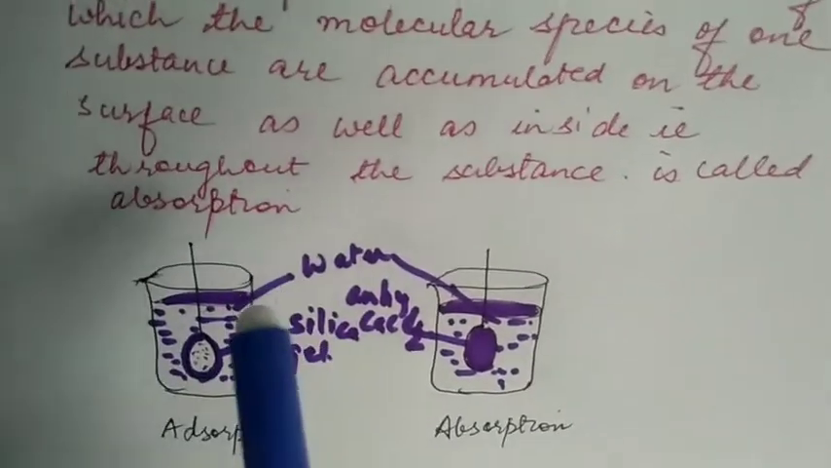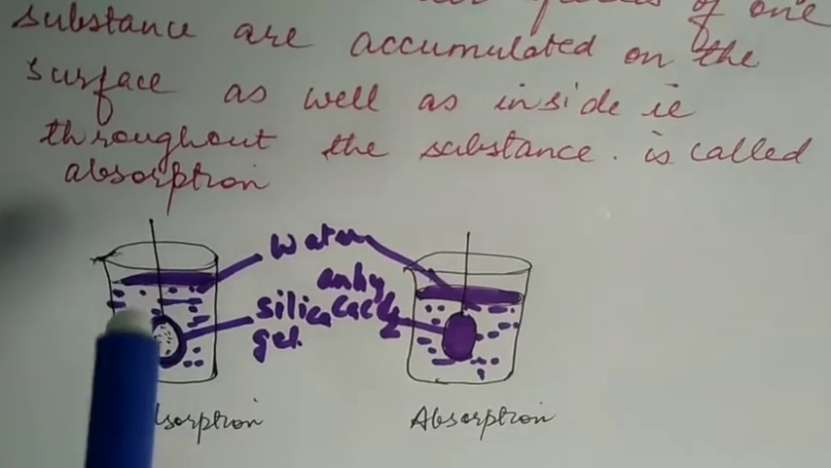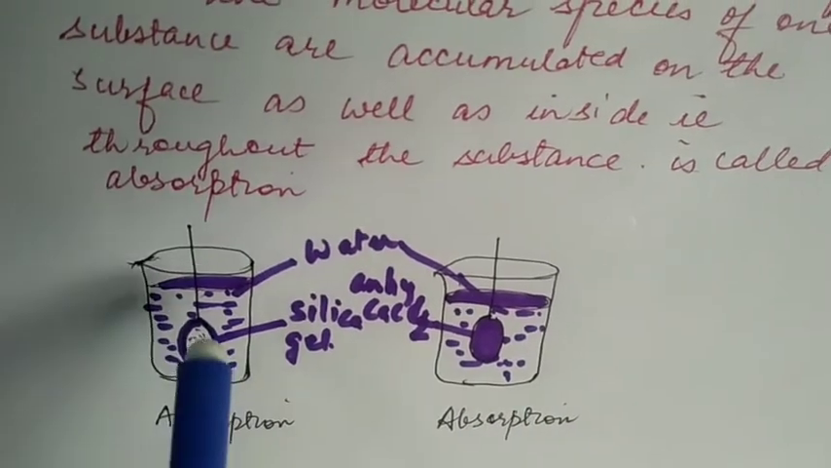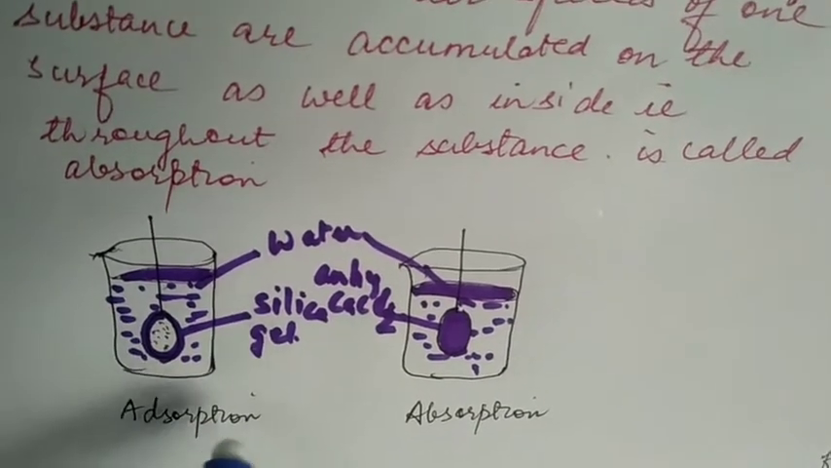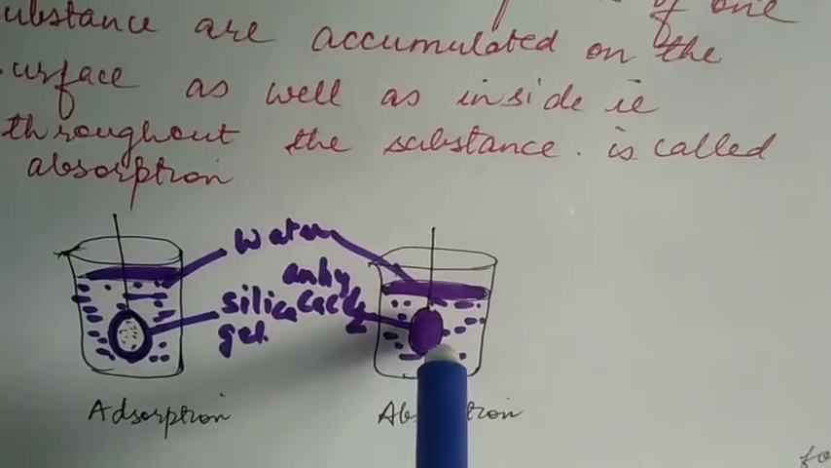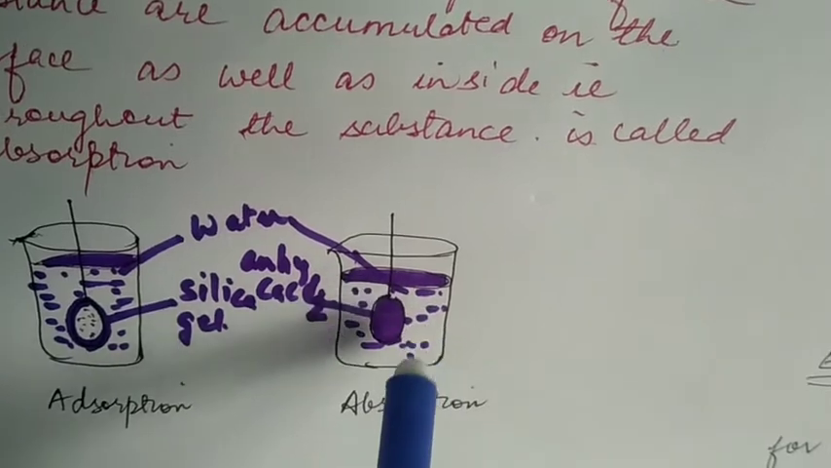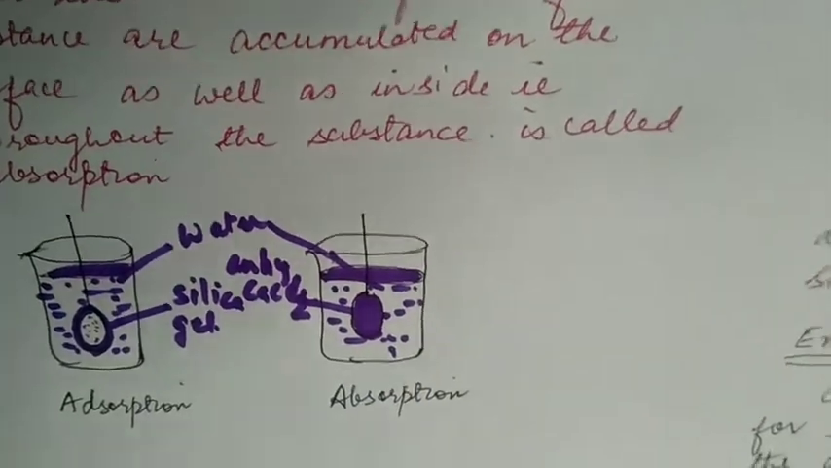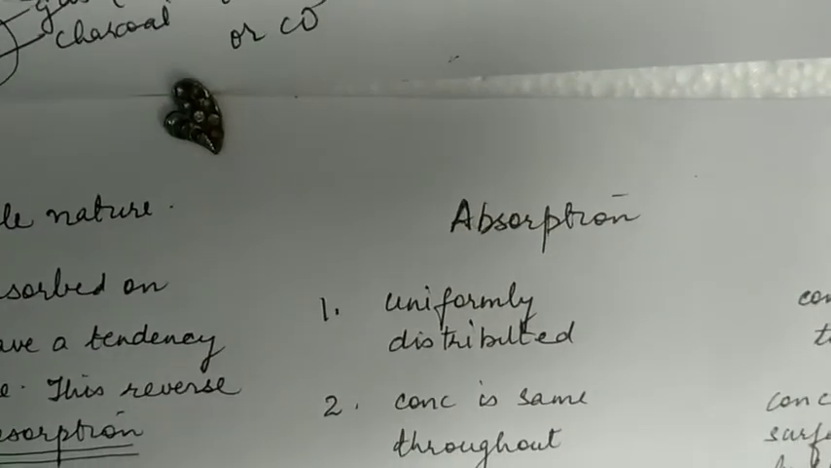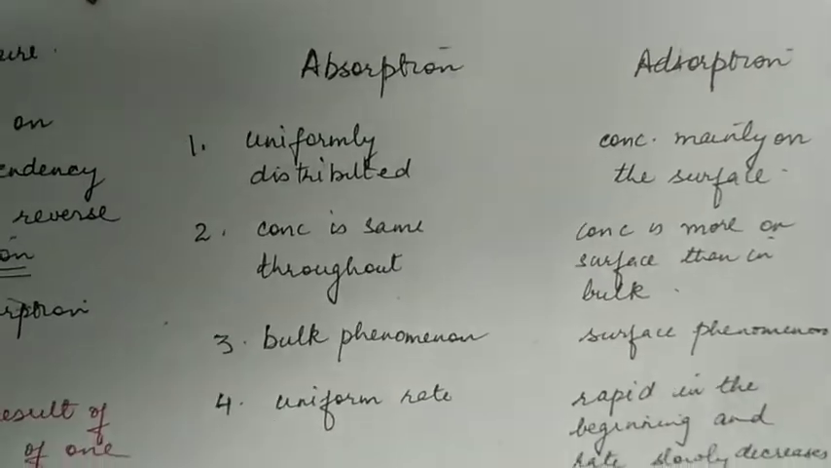You can see in this diagram the difference between adsorption and absorption. Water and silica gel are placed. Water is adsorbed only on the surface, not in the bulk. This is adsorption. And anhydrous calcium chloride will take in water on the surface as well as inside. It gets soaked with water. This is absorption. So absorption is uniformly distributed, whereas adsorption is concentrated mainly on the surface.